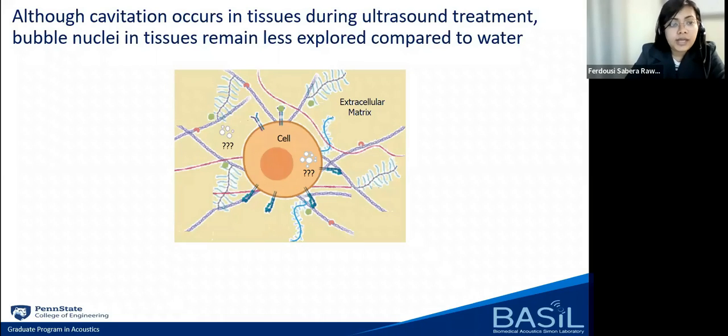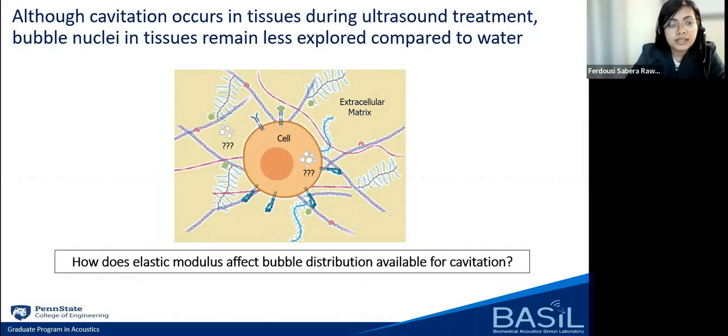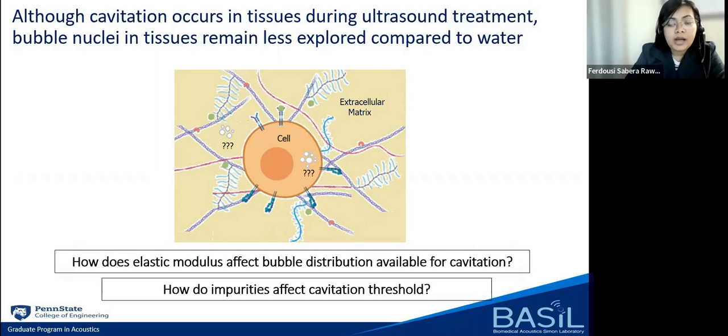So in this study, we addressed two primary questions. First, how does elastic modulus affect bubble distribution available for cavitation? And second, how do impurities that are commonly found in tissues affect cavitation threshold?